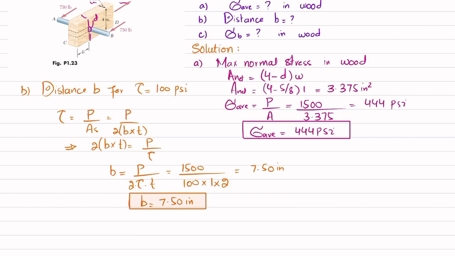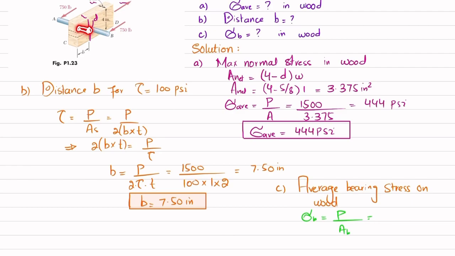And in the third part, part C, it is given: average bearing stress on wood. So we know that average bearing stress on wood is bearing force divided by the bearing area. So the bearing area is this one. This is the bearing area.